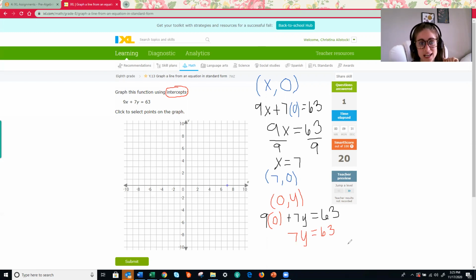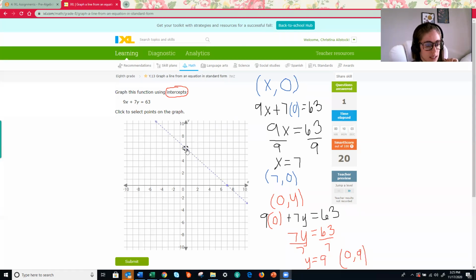Hopefully you are dividing, because I see 7 times y. The inverse of multiplication is division. 7 divided by 7 is 1. We're left with y. And 63 divided by 7 is 9. That's our answer. That's our y-intercept. So as an ordered pair, our y-intercept is (0, 9). That's a funky little 9. It's got a little antenna.